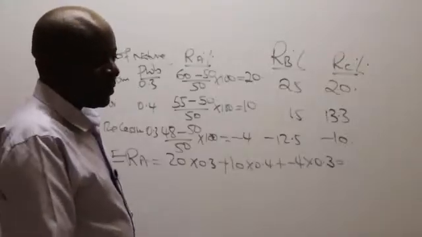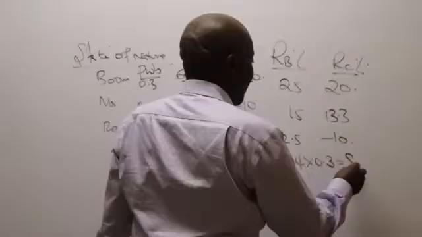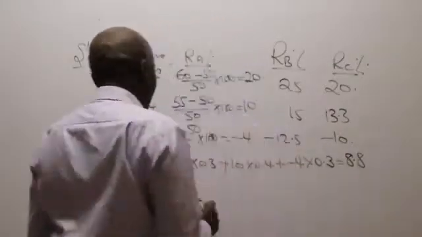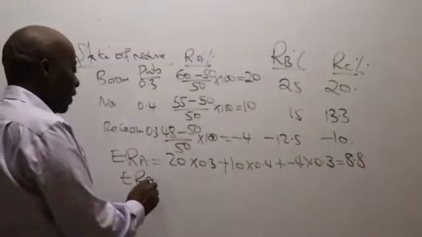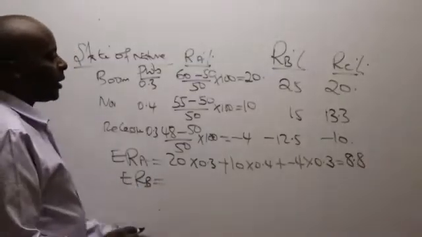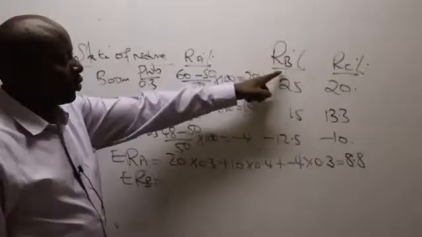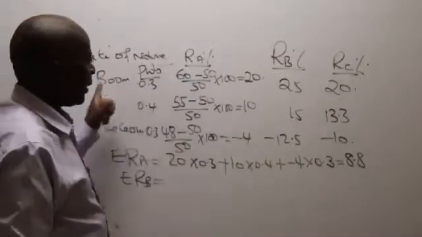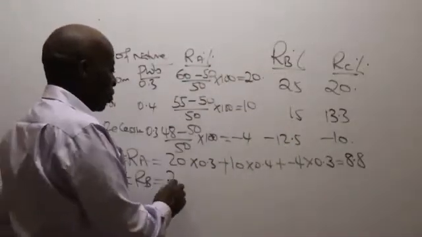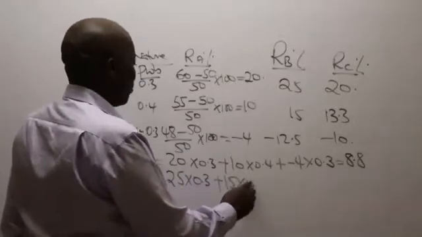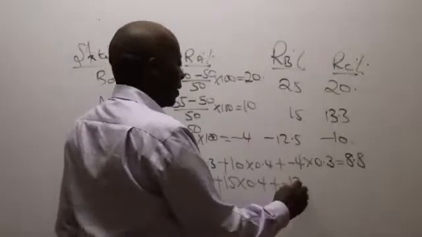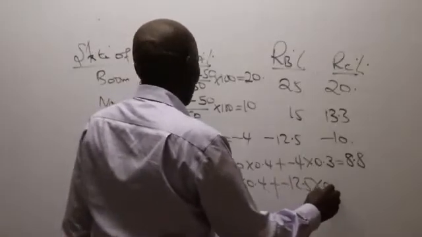So Anyaki tells me the expected return of A is 8.8. Then go ahead and give us the expected returns of B. This is very important. I can see the actual returns of B here, so please multiply them with the probabilities. We have 25 times 0.3 plus 15 times 0.4 plus minus 12.5 times 0.3.